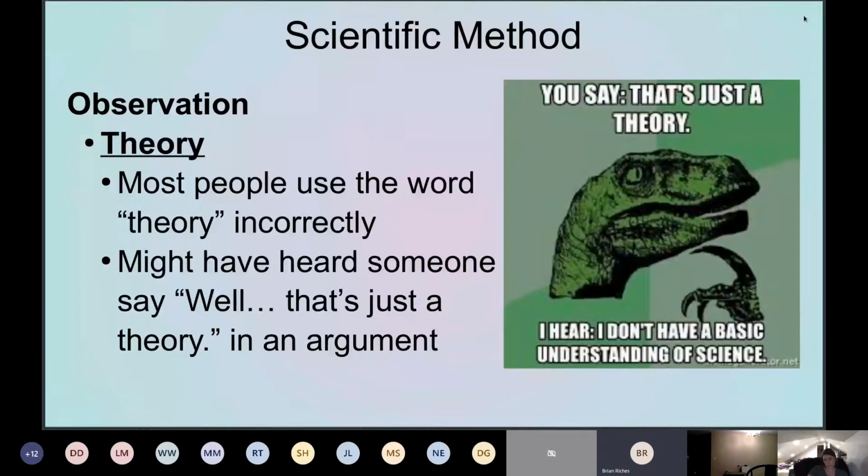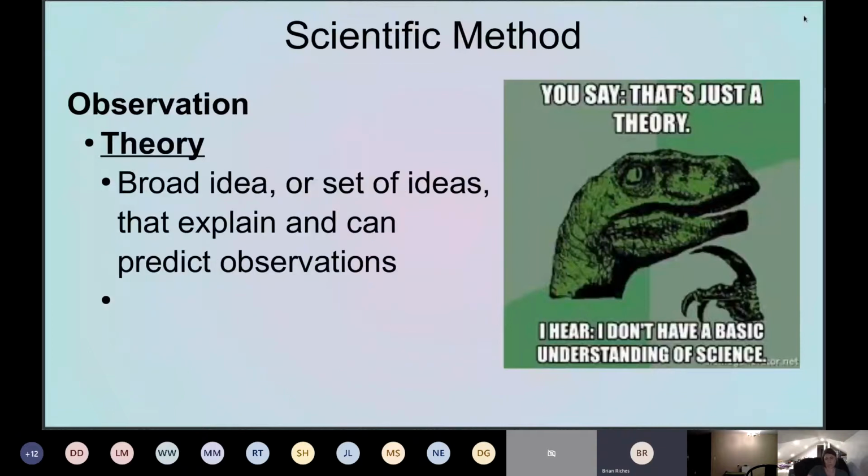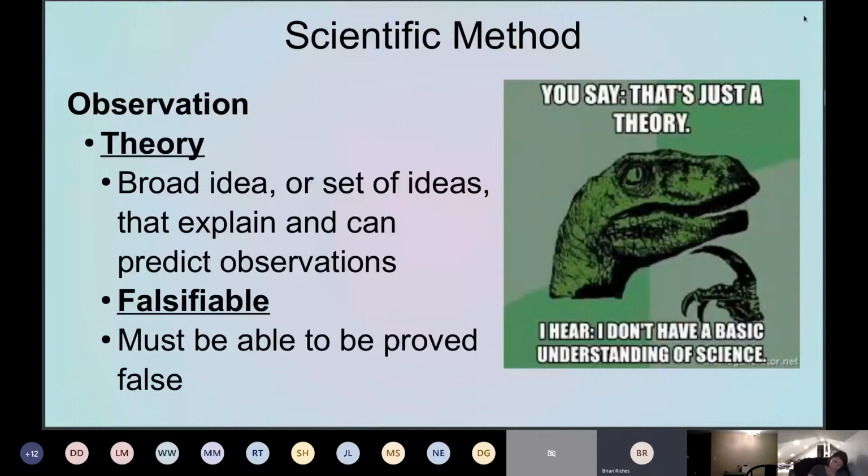A theory, on the other hand, is a really broad idea or set of ideas. So a whole bunch of things that can explain and predict observations. So it's kind of a nebulous way to describe it, but I hope with some examples that'll be a lot more clear. So some kind of broad idea or set of ideas. So more than just one thing that explains things like, say, gravity, for example. So a really important piece of theories is that they should be falsifiable. If it's a good theory, it should be able to be proved false.